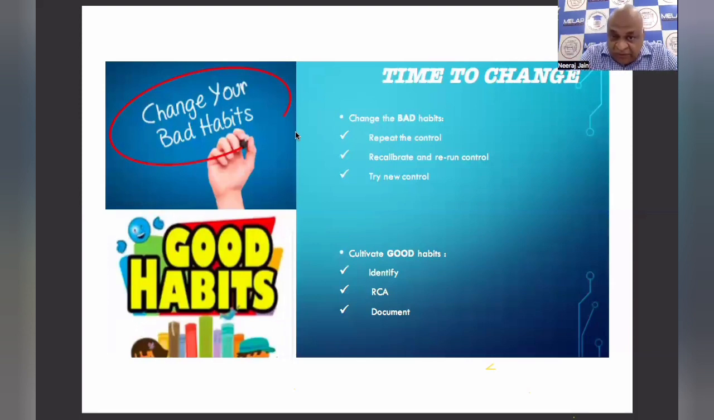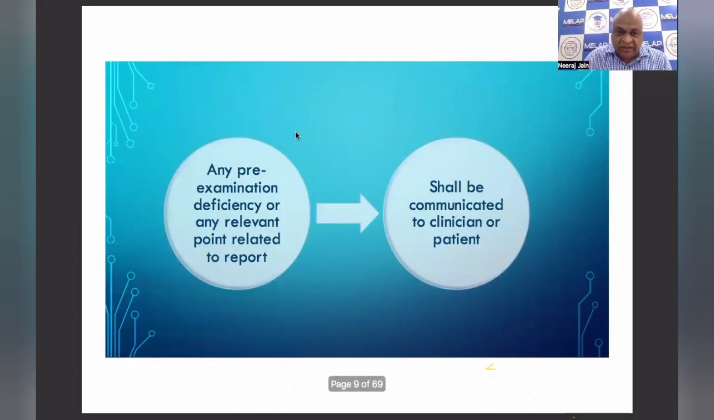And it is important to change these bad habits. You are repeating the control, or you are recalibrating and then running the control without proper analysis, or you are saying, I will run a new control. If this control batch is not giving me correct result, that means there is something wrong with the control. I will test with the new control. No. Identify. First, there is non-conformance, some non-acceptability of result. Do the root cause analysis, document these things, take appropriate action, and again document that action.